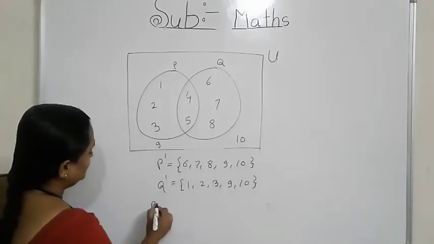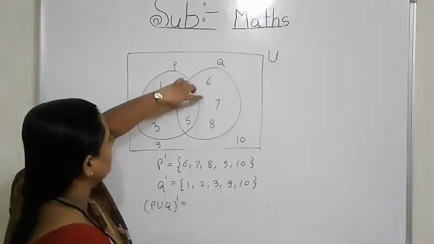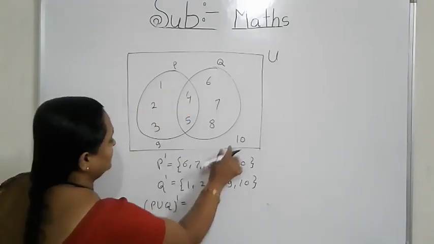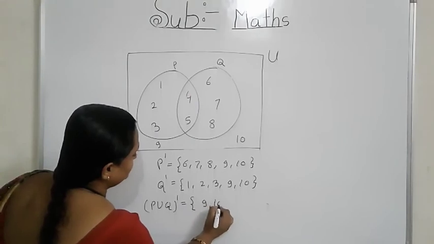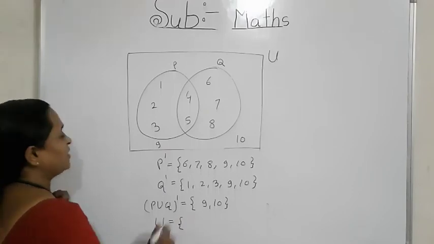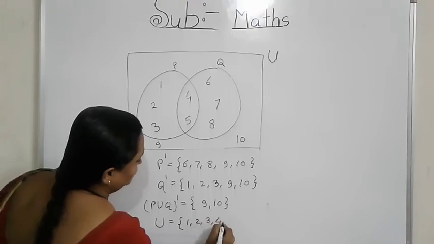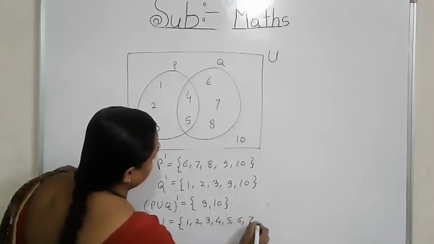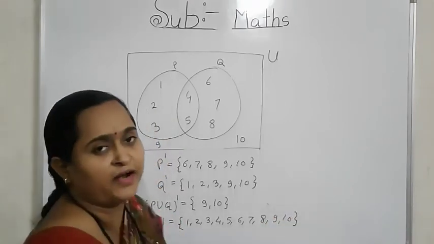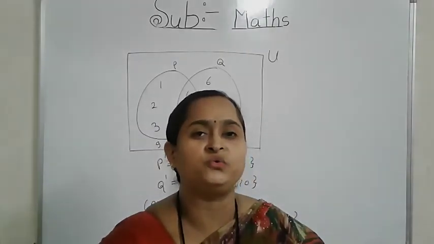Next we have to find out the complement of P union Q. Now this is P union Q. The complement of P union Q means the elements will be 9 and 10 only. Now if you have to find the universal set, how will you find it? In the universal set all elements are there: 1, 2, 3, 4, 5, 6, 7, 8, 9, 10. Now in this way you can find the given sets by using a Venn diagram. You have to observe the Venn diagram and then write the given sets.